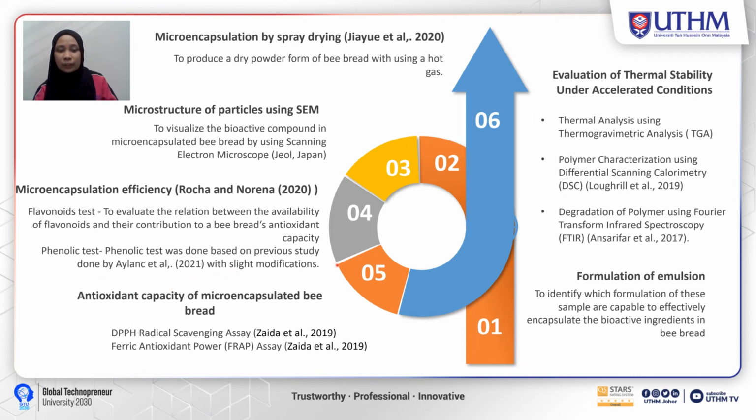Phenolic test was done based on the previous study done by Ailang et al. 2021 with slight modification. Next, moving on to antioxidant capacity of microencapsulated bee bread. This could be done by using DPPH assay and FRAP assay. These two methods are done by using the Zaida et al. 2019 method with slight modification. And last one, for evaluation of thermal stability under accelerated condition, TGA is used to analyze the thermal analysis. DSC is used for polymer characterization, while the degradation of polymer is being tested using Fourier transform infrared spectroscopy or FTIR, cited by Ansarifar et al. 2017.